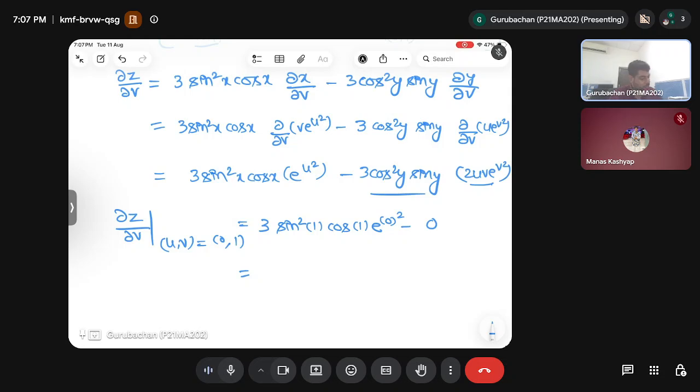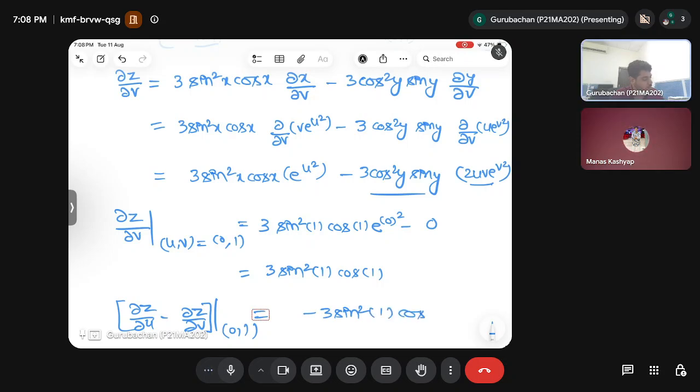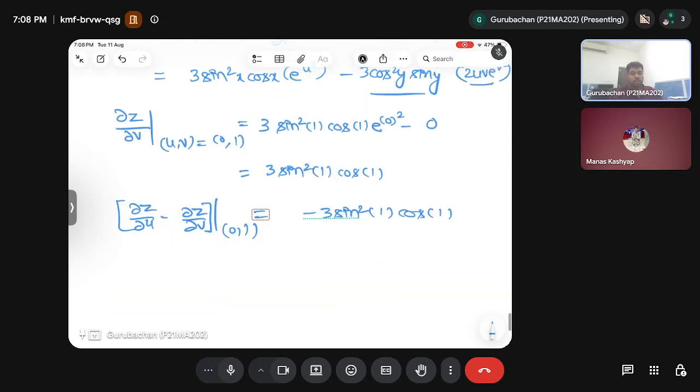what was your answer by the way? I think my answer is a bit different. 3 sine square 1 cos of 1. So del z by del u minus del z by del v, first bit is 0 and sine square 1 is. Oh, yes, yes, it is sine square 1. Yes, this is sine square 1. So minus 3 times of sine square of 1 into cos of 1.